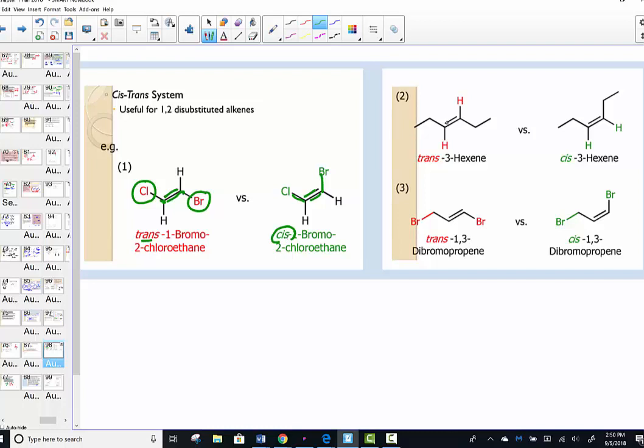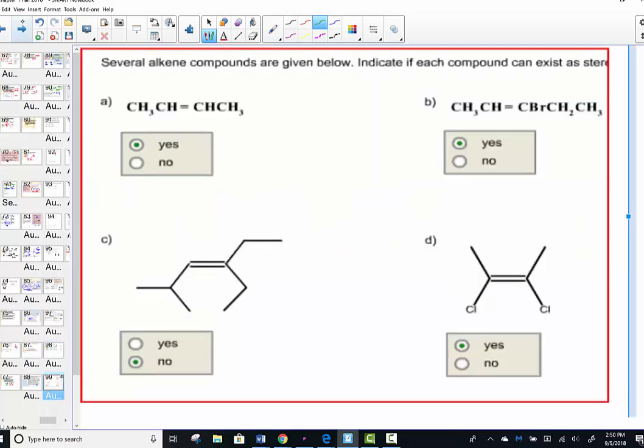Here's a double bond. We have hydrogen, hydrogen, opposite sides. Or you can think of the ethyl group. On opposite is trans, same side, cis, and so forth. Become familiar with this cis-trans configuration.